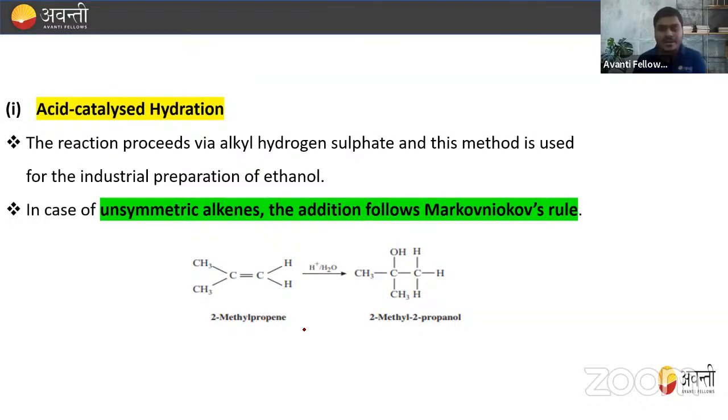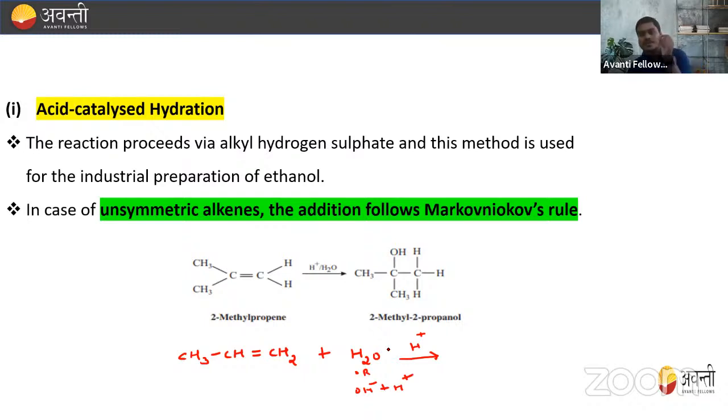So we all know that according to Markovnikov's rule, if we have an alkene like CH3, CH double bond CH2, and addition of H2O in presence of acid will take place, right? So we can write water as OH negative, H plus. No problem. We can write as OH negative, H plus.